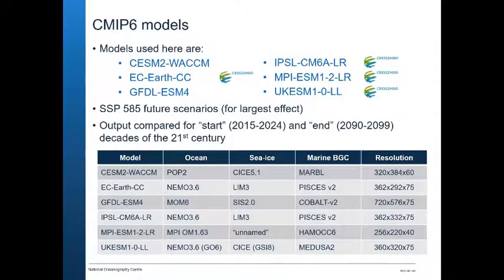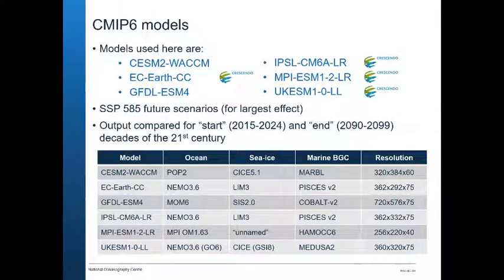For the CMIP6 models, I've used 6 of them at the moment, although I've got hold of some more subsequently. Most of these are from CRESCENDO. I've used the most extreme end member scenario, 585, just to get the largest effect. And what I've been doing is comparing two decades of output, one from around about now and one from the end of the century. I've just listed here what the models are.